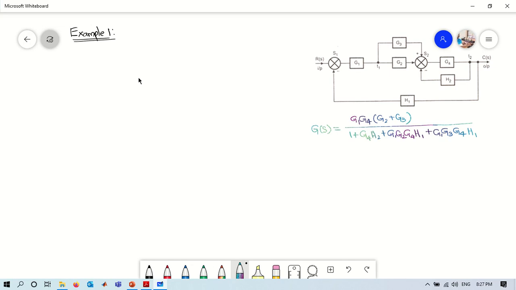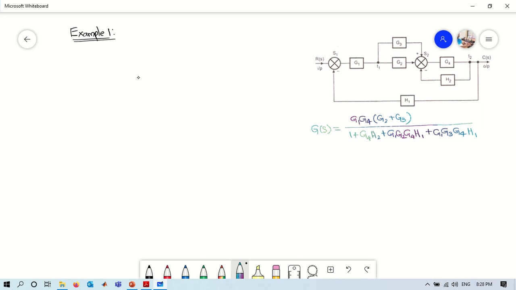Hello everyone. So let us solve this example using a signal flow graph. For that purpose, I'm going to use what I did already. This is a system which was given, which needs to be transformed into a signal flow graph, and the final transfer function has to be found.